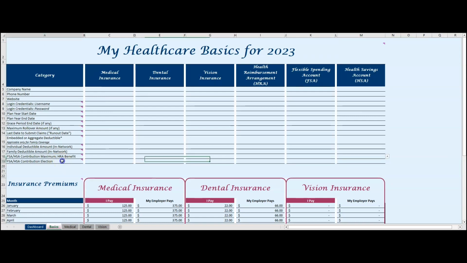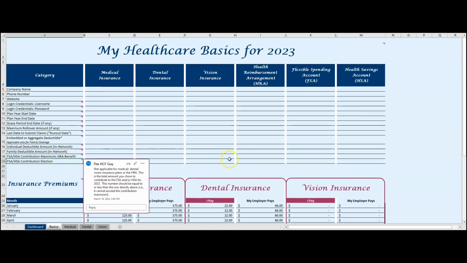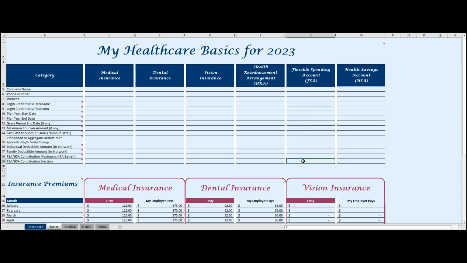Then the last row is your actual election. So we just talked about the maximums, but you don't always need to contribute up to the maximum. You can contribute any amount from $1 to the IRS imposed maximum. So this will be the place that you can type in the amount that you elected to contribute for the calendar year 2023. So that's a summary of the top section.